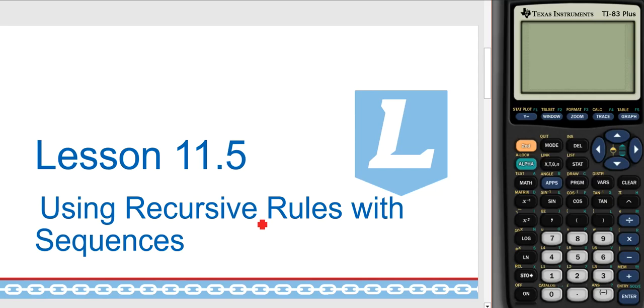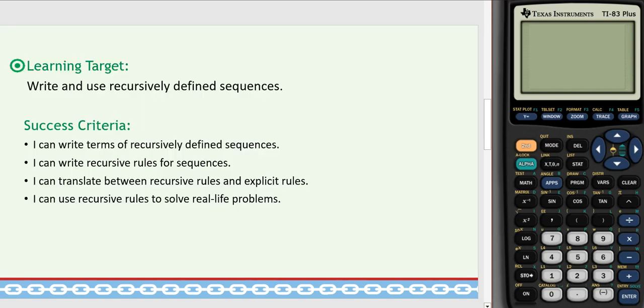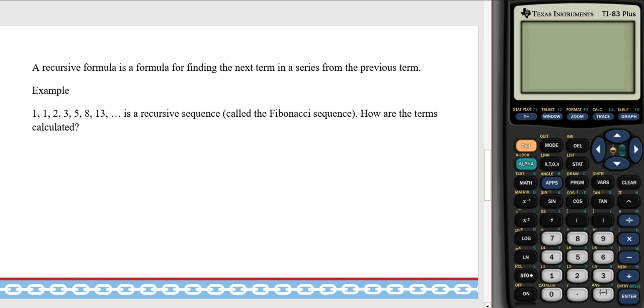Chapter 11, Lesson 5, using recursive rules with sequences. Recursive rules are going to be a little different than what we have looked at before. A recursive formula is a formula for finding the next term in a series from the previous term. So typically with a recursive formula, you will need to use the term before it to find your next term.